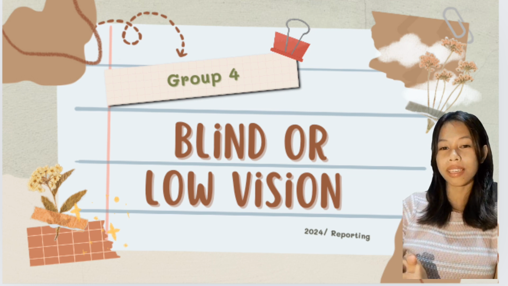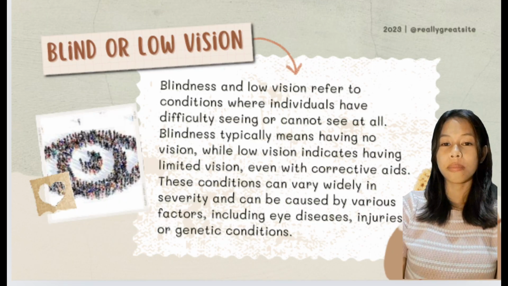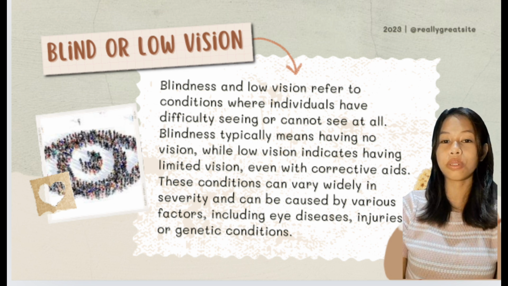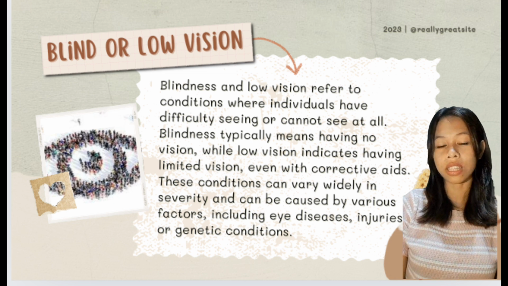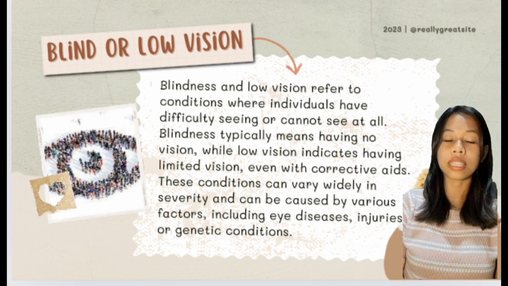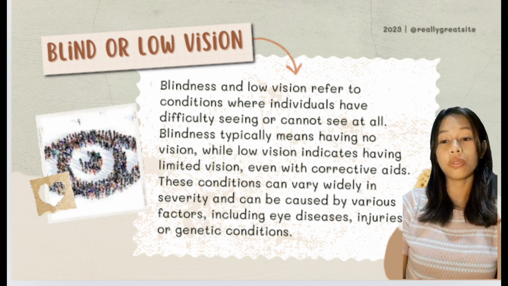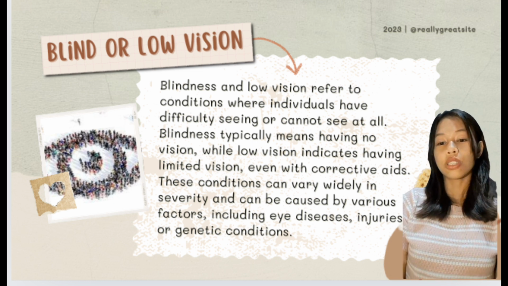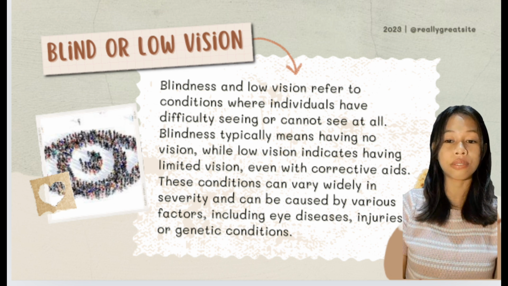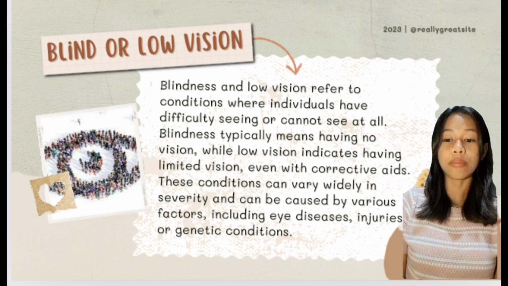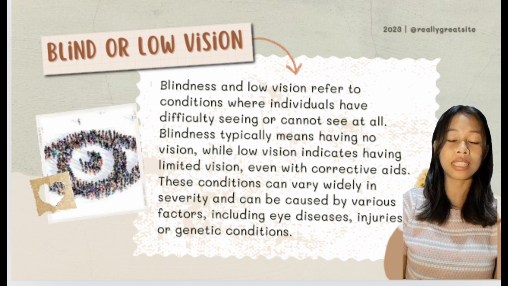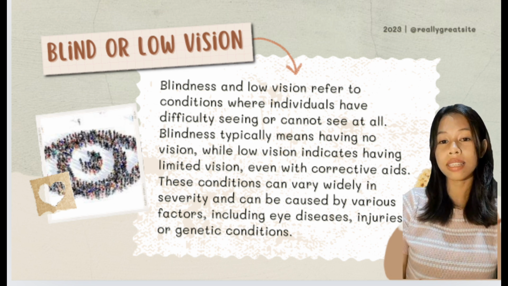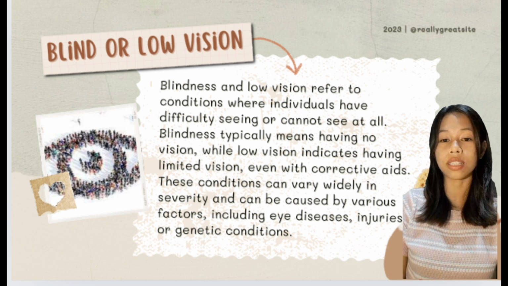So what is blindness and low vision? Blindness and low vision refers to conditions where individuals have difficulty seeing or cannot see at all. Blindness typically means having no vision, while low vision indicates having limited vision even with corrective aids. These conditions can vary widely in severity and can be caused by various factors: eye diseases, injuries, or genetic conditions. So, blindness and low vision has two general definitions.